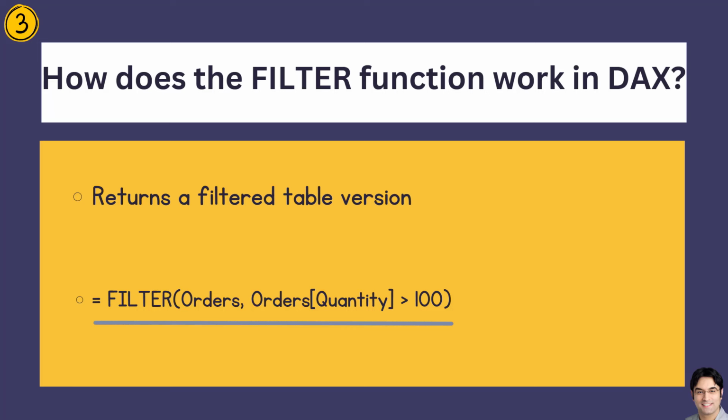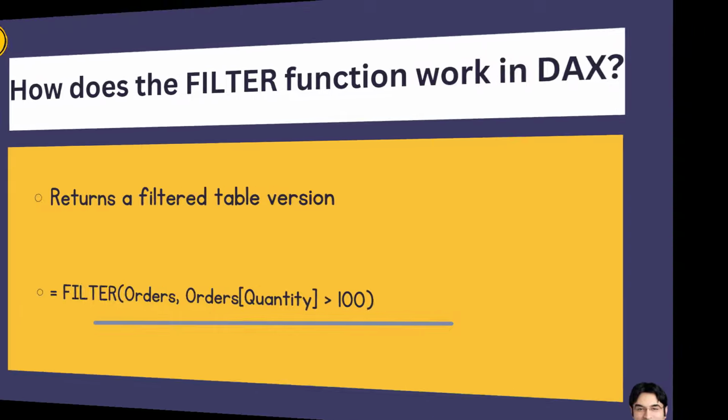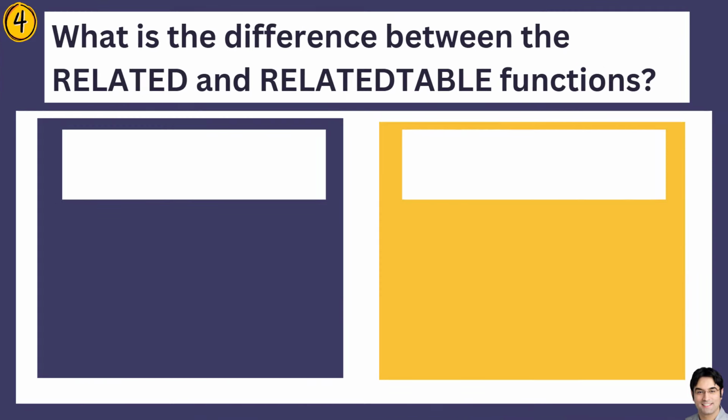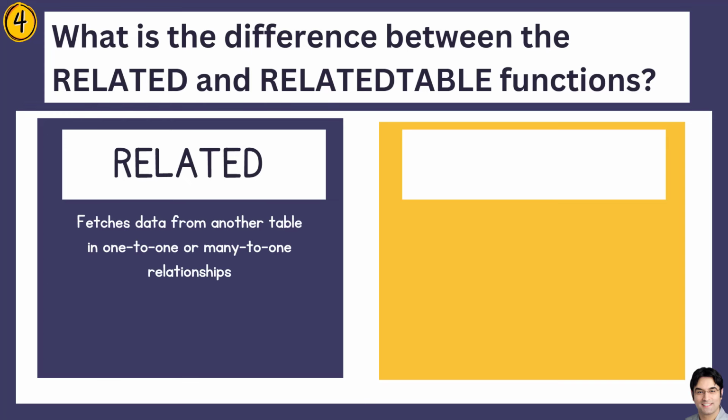Impressed yet? Hold on, because the next question is a game changer. Question number 4. What is the difference between the RELATED and RELATEDTABLE functions? And here's how I would answer this question. The RELATED function pulls a single value from another table into the current row. It works with one-to-one or many-to-one relationships. For example, if you have a Sales table and a Product table linked by product ID, you can use the DAX function currently displayed on the screen: RELATED(Products[ProductName]). And you can use this DAX function in the Sales table to get the product name for each sale.